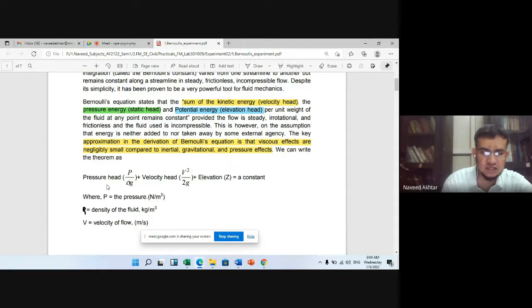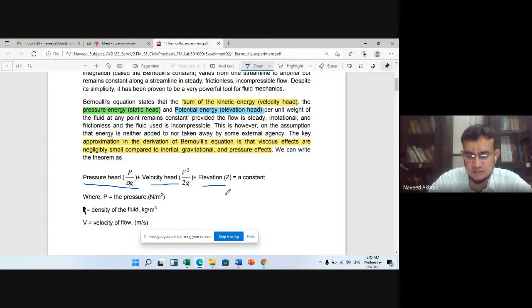We know that Bernoulli's equation is nothing but the total energy: the pressure head, P upon rho g, is the first term. Then the velocity head, that is V square upon 2g, and the elevation z. So Bernoulli's equation at two sections, if you compare, is z1 plus V1 square upon 2g plus P1 upon rho g is equal to z2 plus V2 square upon 2g plus P2 upon rho g is equal to constant.